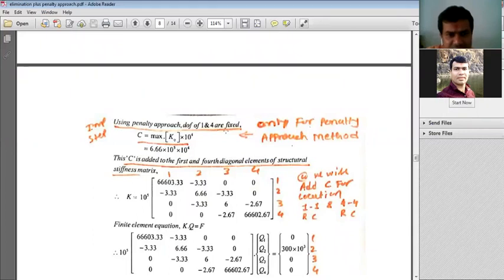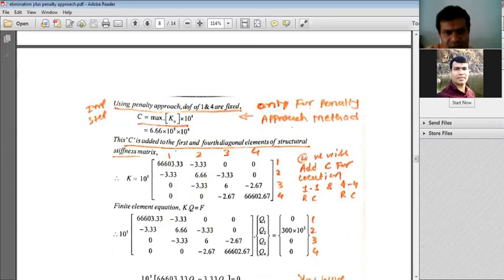As we have discussed in theory, first and fourth are fixed nodes. So C is equal to maximum Kij into 10 raised to 4. Right? This is the penalty approach formula. So the maximum value from the global stiffness matrix is 6.66 into 10 raised to 5. Maximum common from the global matrix for all three elements, into 10 raised to 4.